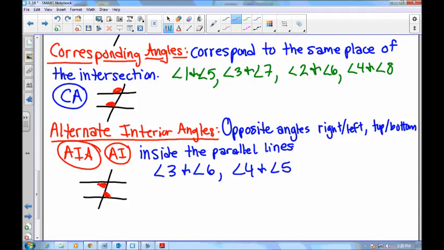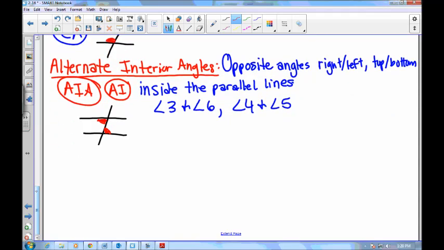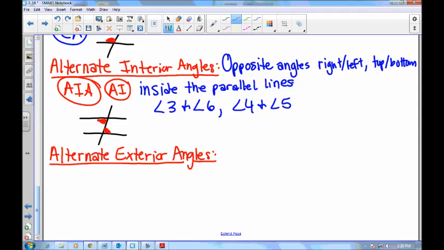Our third one is another alternate, but instead of interior, it's going to be exterior. Alternate exterior angles. Okay, so we can sum this up really quick. Alternate, we think opposite. Exterior, we think outside. Opposite and outside of the parallels. Outside the parallel lines. That's the symbol for parallel.